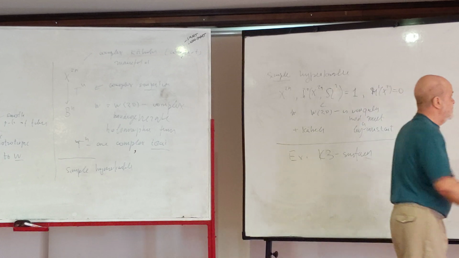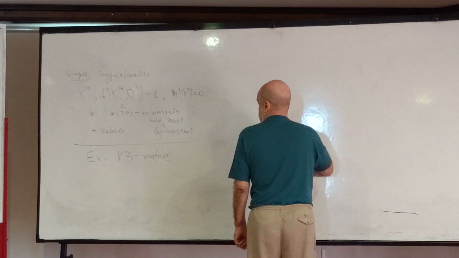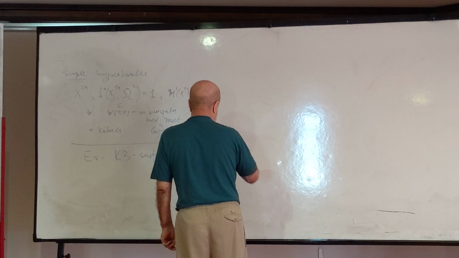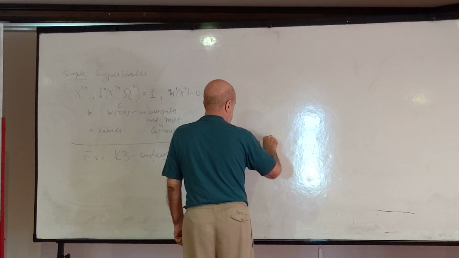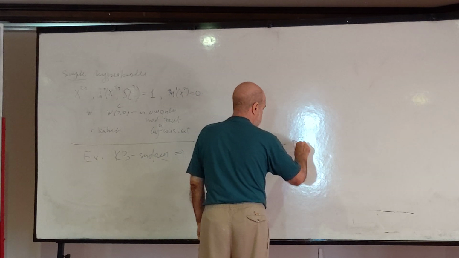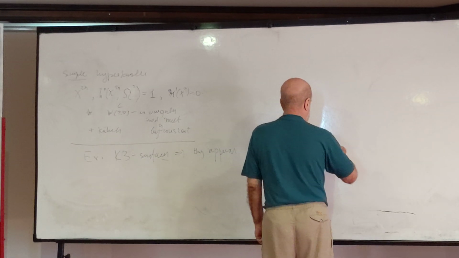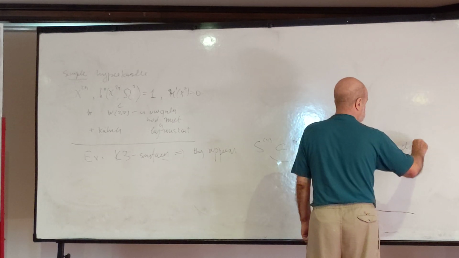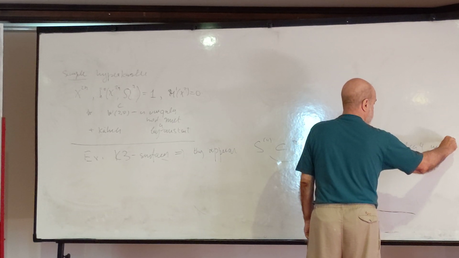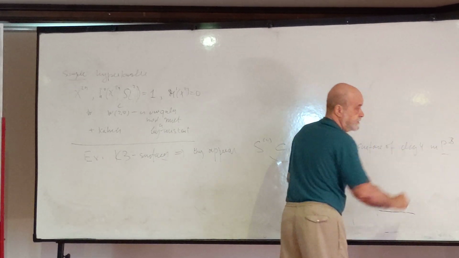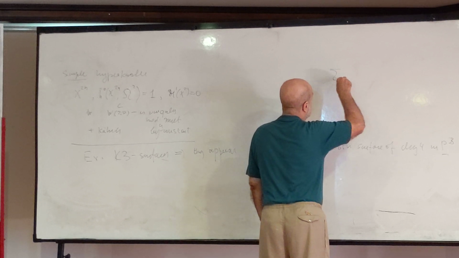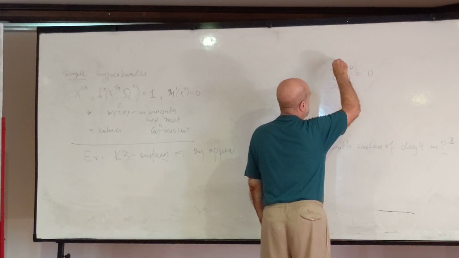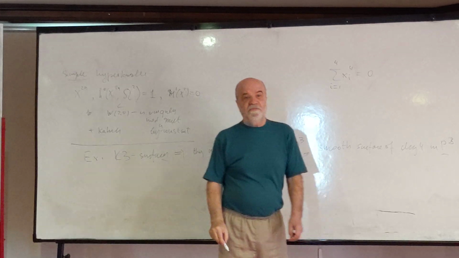K3 surfaces appear as smooth surfaces S of degree 4 in P^3, where P^3 means four homogeneous variables. If you consider the sum of x_i^4 equal to 0 for i from 1 to 4, that's a simple example of a very symmetric K3 surface.